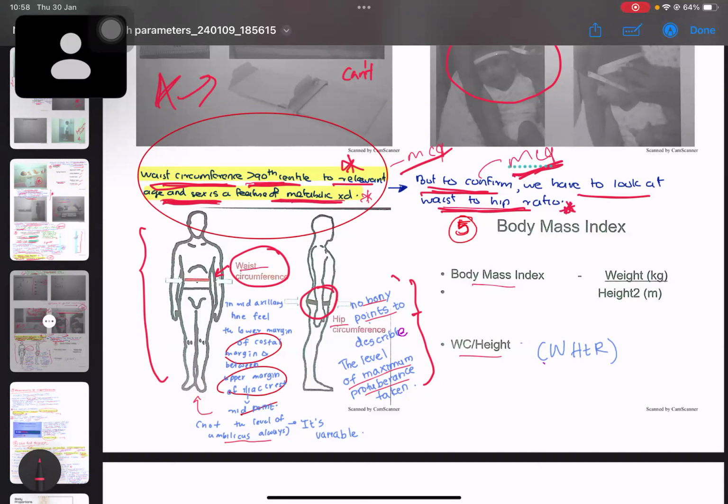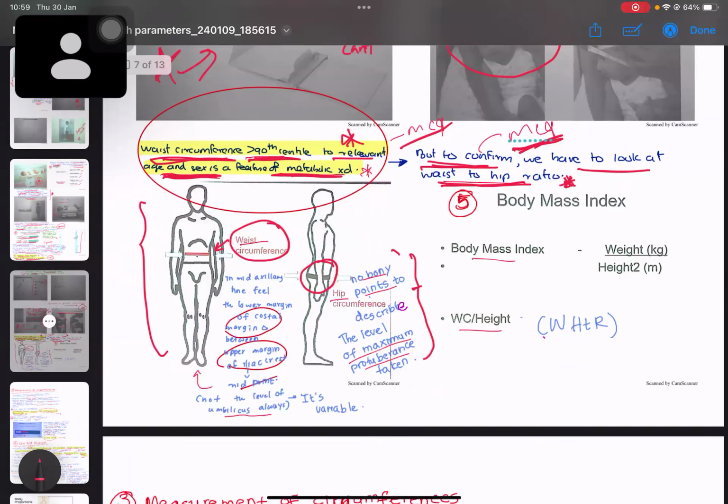Without the waist to hip ratio, we can't say whether it's metabolic syndrome or not. But with waist circumference, we can suspect whether the child is having metabolic syndrome or not. Okay, be clear on that. If you have any doubts, you can ask me on WhatsApp.